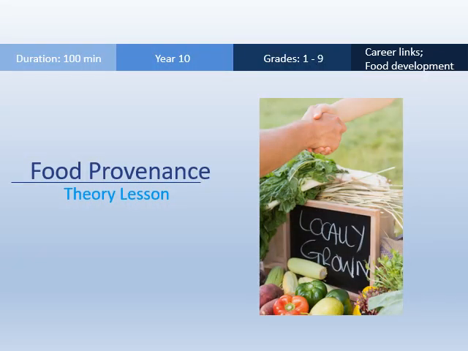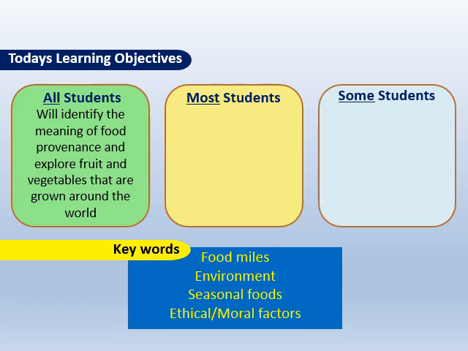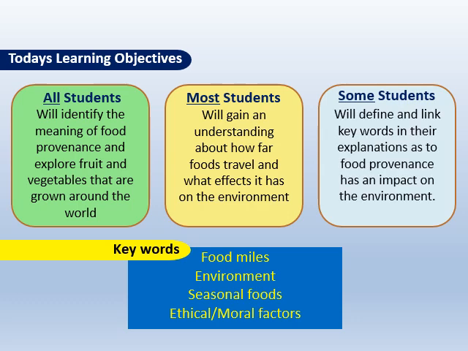So today's lesson, food provenance. It's a theory lesson. And today's learning objectives: all students will identify the meaning of food provenance and look into fruit and vegetables. There are other activities within, but mainly looking at fruit and vegetables that are grown around the world. Most of you will gain an understanding about how far the foods travel and what effects it has or has had on the environment. And some of you will define and link keywords in your explanations as you're doing these activities, and as to how food provenance has an impact on the environment. And you can see your keywords down there: food miles, environment, seasonal food, and ethical and moral factors.